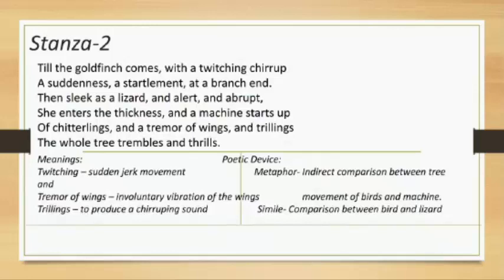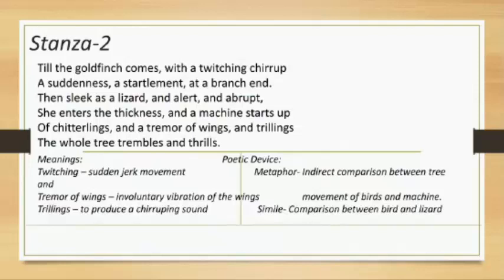Now what is a machine? A machine is something which gives energy, right? So when the bird came, suddenly the tree and the birds, the young chicks, they all got energy. So suddenly a machine started, right? And a tremor of wings and trillings. So suddenly the young chicks also started chirping, and the whole tree trembles and thrills. So that passive, dull, silent tree has now started trembling, that is shaking, and thrills means excited with the arrival of the bird, right?